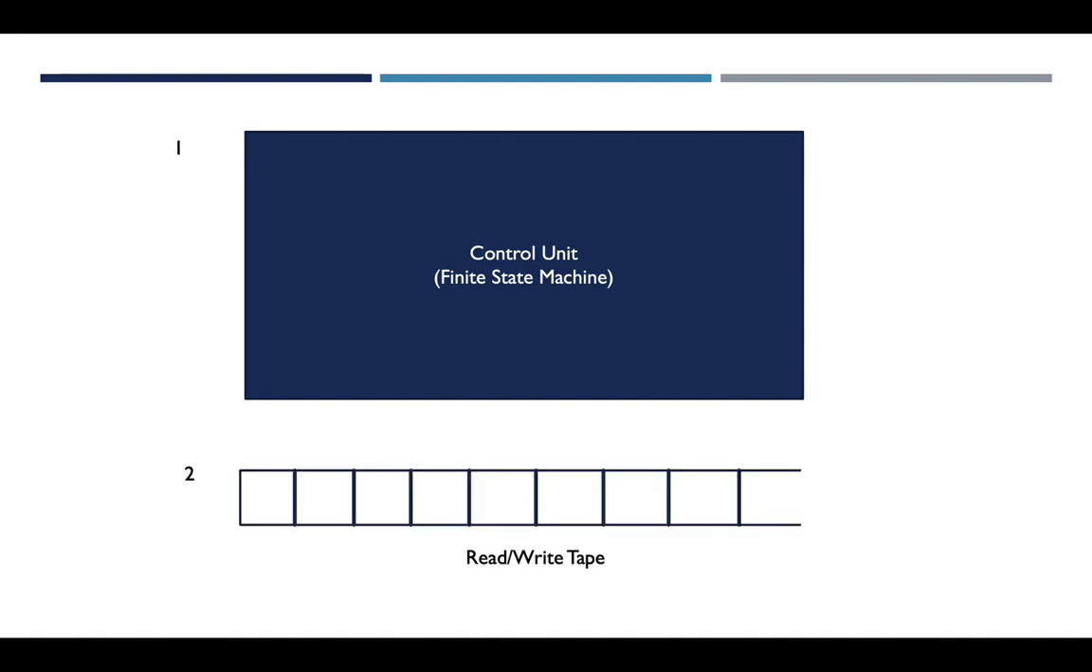The second thing is a read-write tape. Previously for pushdown automata, we were talking about the stack and the input tape. The read-write tape in a Turing machine is effectively the combination of both of those things. So rather than having a separate stack to manage internal memory, what we have in a Turing machine is internal memory that also represents the input tape itself.